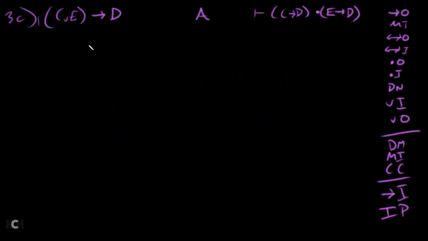3C is basically 3B in reverse. We got C wedge E, arrow D. And we're trying to get C arrow D dot E arrow D. All right, now notice what we're trying to solve for is a dot, which, as I've told you before and still holds, means a 99% likelihood the last move is going to be an and in.